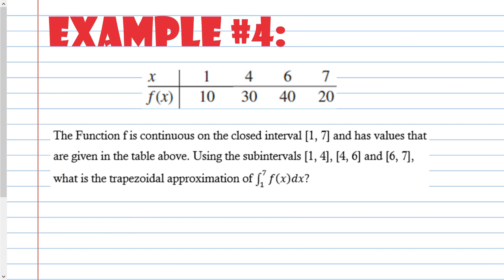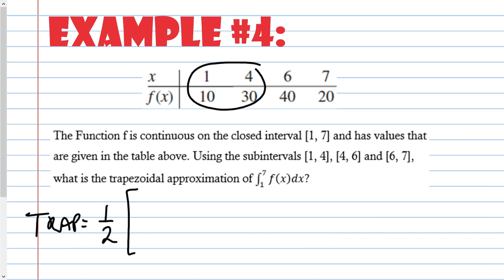Example 4. The function f is continuous on the closed interval from 1 to 7 and has values that are given in the table above. Using the subintervals 1, 4, 4, 6, 6, 7, what is a trapezoidal approximation? So they're giving me the intervals to use. From 1 to 4, these are going to give me my first trapezoid. So trap 1/2. Now, if you notice, from 1 to 4, my width would be 3. From 4 to 6, my width would be 2. And from 6 to 7, my width is 1.